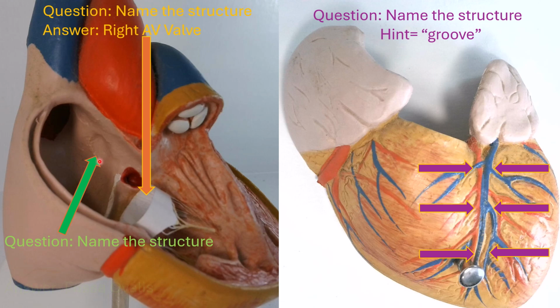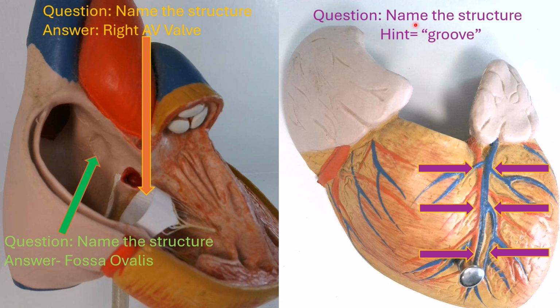This structure right here is the fossa ovalis. It's this shallow-like depression that's actually sealed, but in a developing fetus, it's a pathway that blood can use to bypass the lungs, going from the right to the left atria, because the lungs aren't being effectively utilized in a fetus.